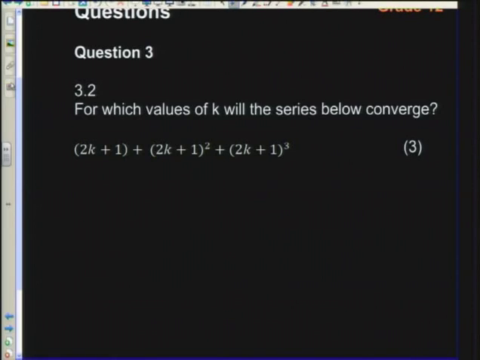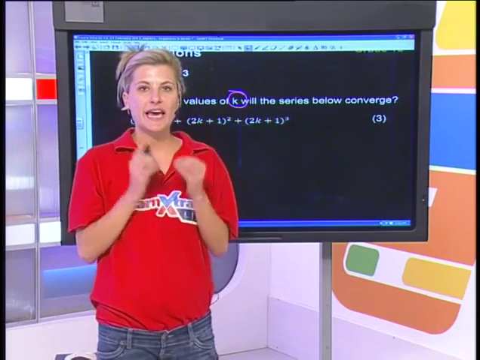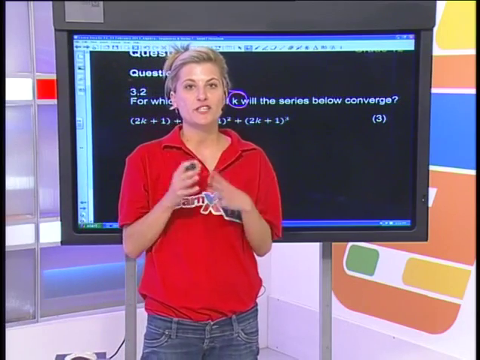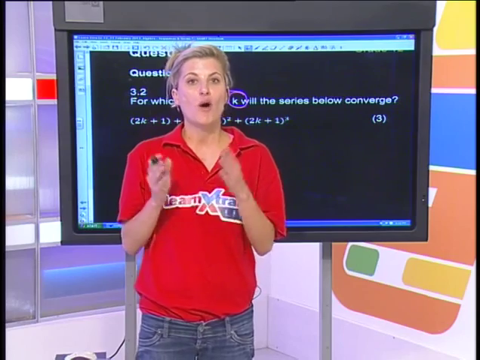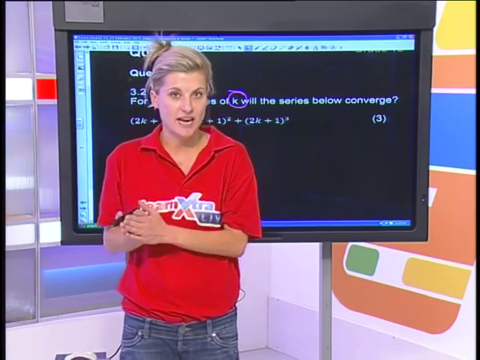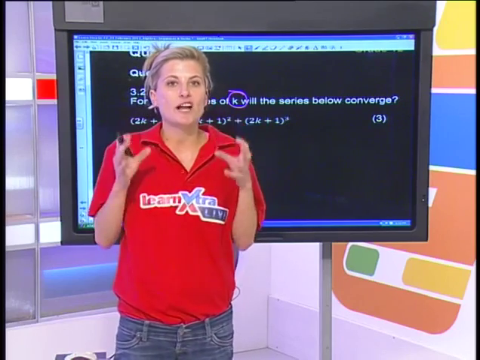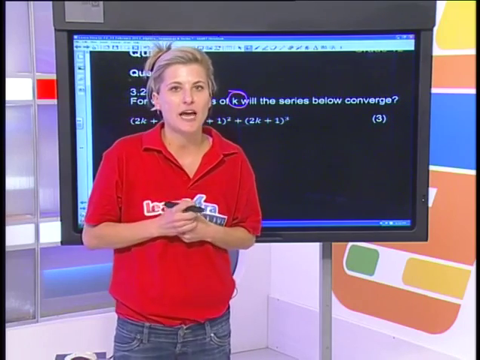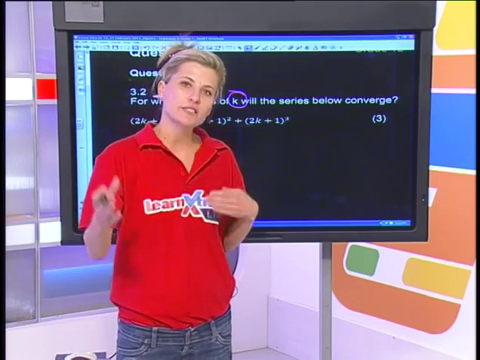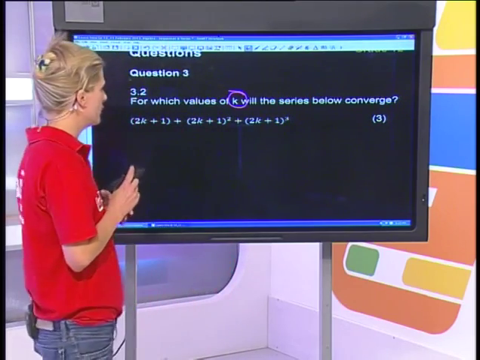So this is typically what a question like this will look like. For which values of k will the series below converge? So what do the values of k have to be in order for this series to converge or have a sum to infinity? Now, the first thing that we need to establish is what is our common ratio? In other words, what do I multiply with from one term to the next?